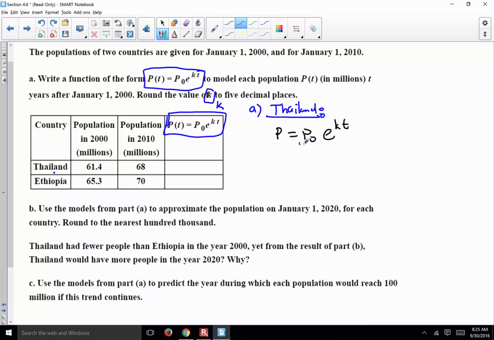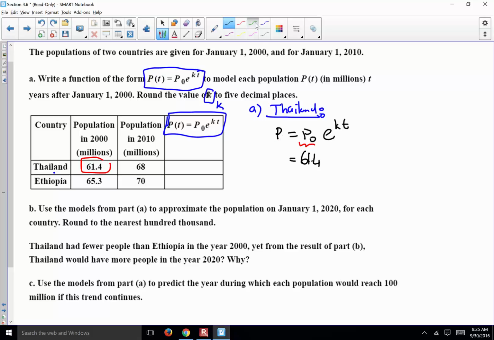And what is P0 here? What's the initial population of Thailand you first took before you built this equation? What is the initial measurement, the money you put in the bank for Thailand? It's 61.4. Do we know already after certain years what P grew into?